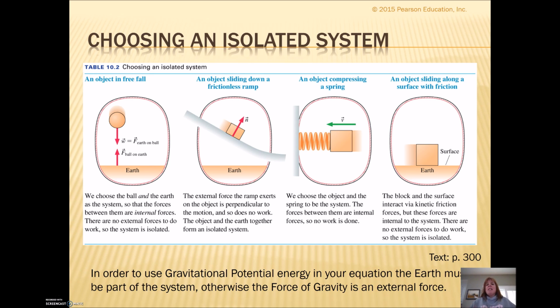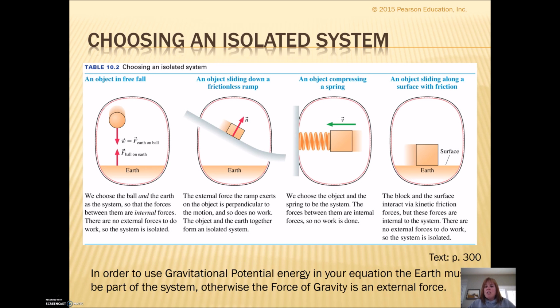What about an object sliding down a ramp? A frictionless ramp versus a friction ramp. Those are different. If it's frictionless, the only force the ramp itself is applying is the normal force, the force between the surface of the ramp and the object. And that normal force is perpendicular, so it doesn't do any work. But there is a force of gravity on this, so if we include the object and the Earth in our system, then again, we're just looking at conversions between types of energy, gravitational potential and kinetic energy.